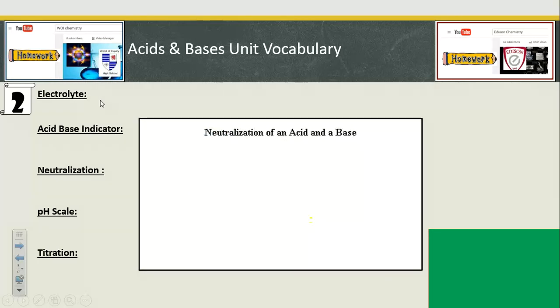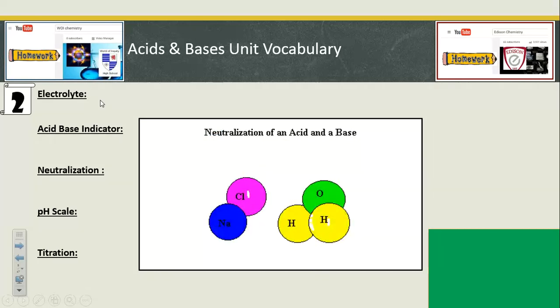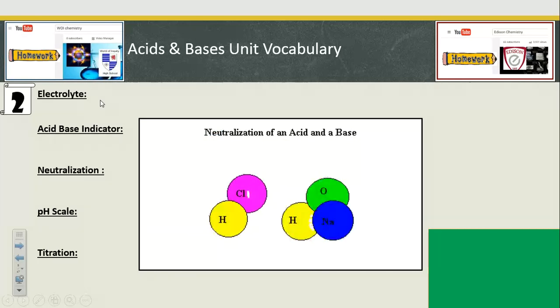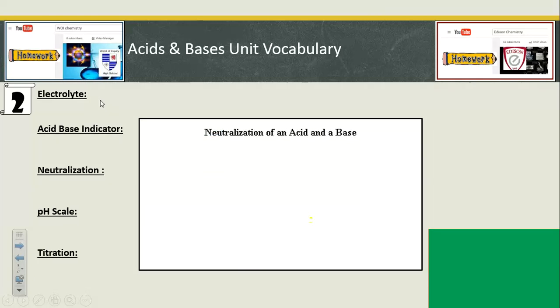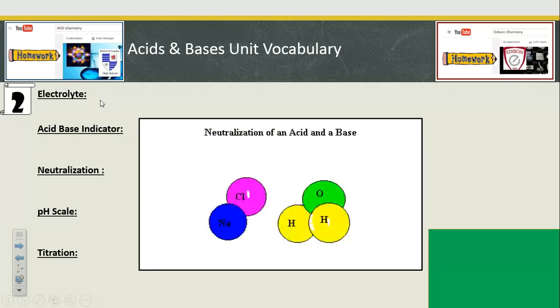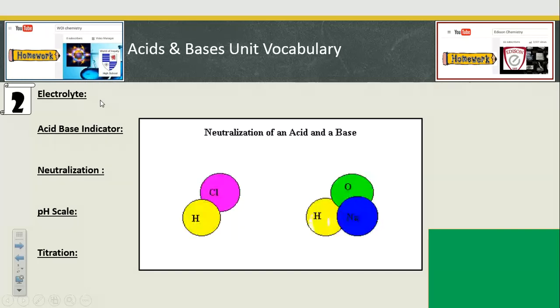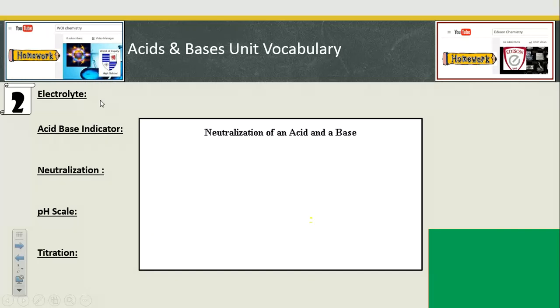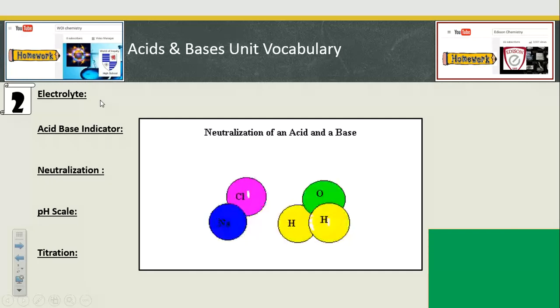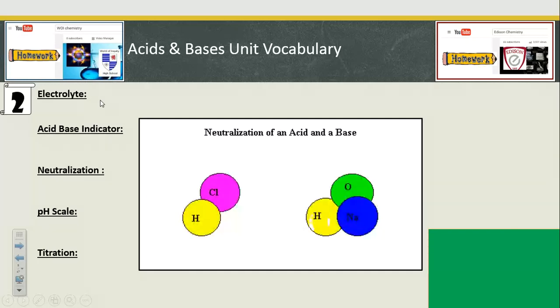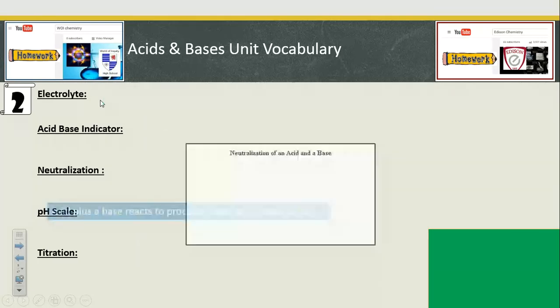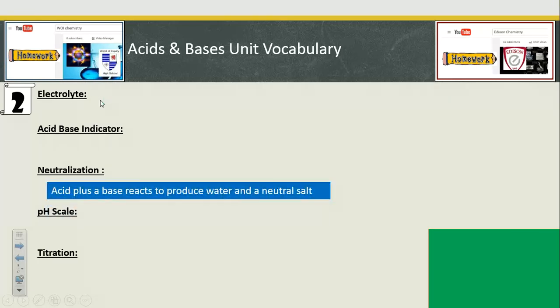Neutralization is when an acid and a base come together, boom, and they trade some parts. HCl and NaOH come together, and instead NaCl leaves and H2O leaves. So these two, an acid and a base, bump into each other, collision theory, and react to produce a salt, NaCl, or a type of salt like calcium chloride, etc., and water, H2O. So neutralization is an acid plus a base reacting to produce water and a neutral salt. Acids and bases, when they react, produce neutral pH 7 stuff if the concentrations are played out correctly.